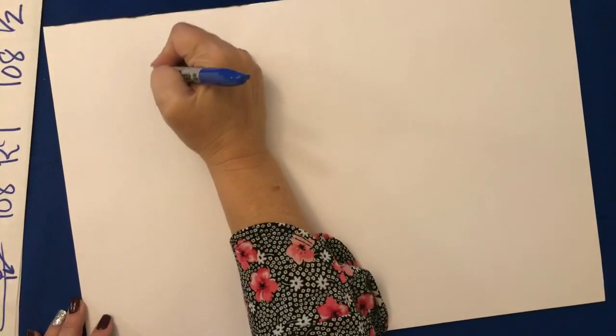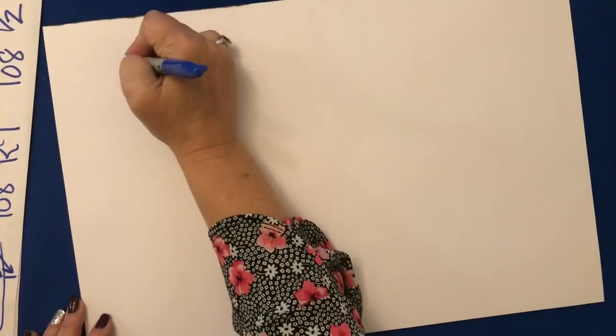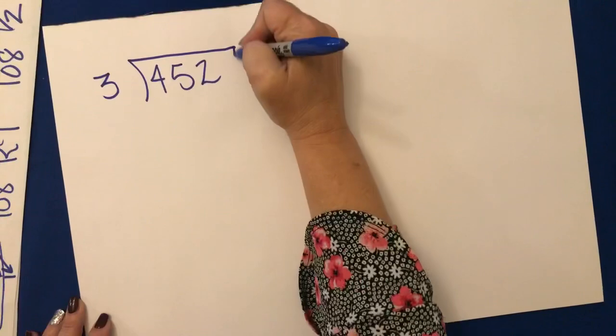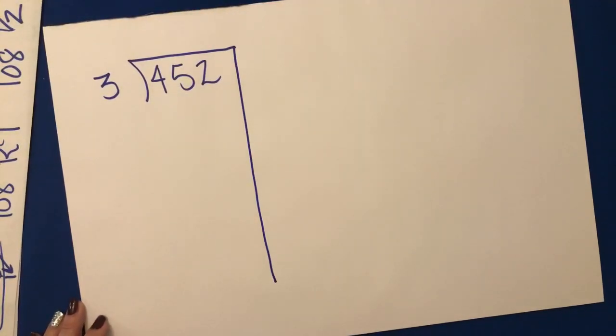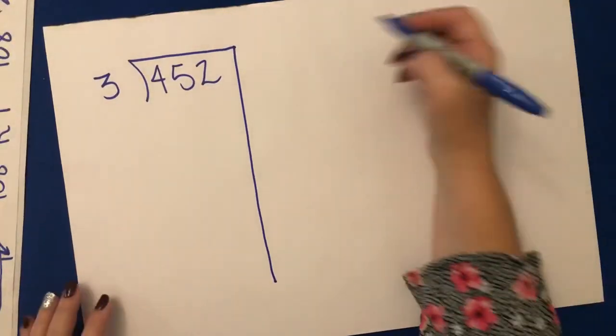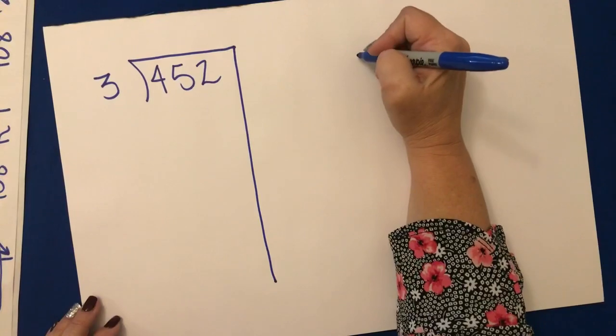What about 452? Now, again, this is going to be a simple problem. It only has a 1-digit divisor. We're going to divide by 3. I'm going to make my big 7 here. And then I'm going to think about this. Now, you can do this part in your head. I'm going to go ahead and just write it down on paper, though.